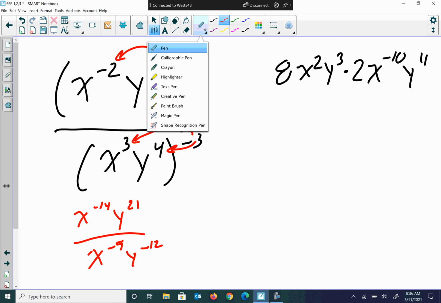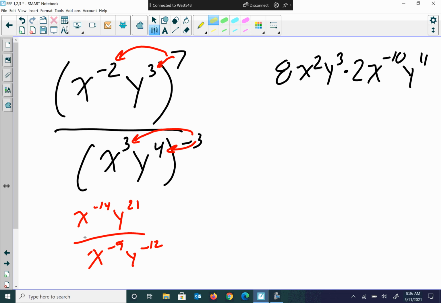Okay, so now I want to go ahead and take care of the negative exponent. So here's a negative exponent, and so is here, and so is here. So I'm going to rewrite these with the exponents so they become positive. Remember, when they switch locations, from top to bottom or bottom to top, the exponents change signs. So I get x to the 9th on top, y to the 12th on top, and then y to the 21st stayed up there. And then I have x to the 14 on bottom. Okay?